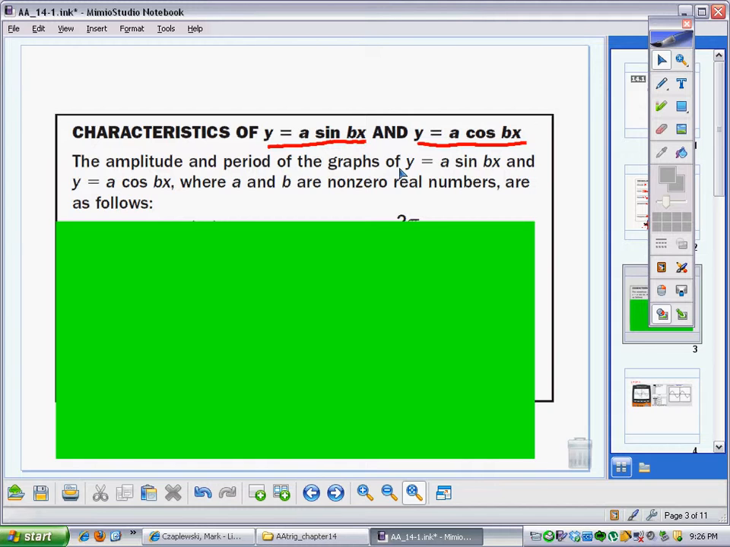And if you want to take any notes on it, you may. The amplitude and period graphs of y equals a sine bx and y equals a cosine bx. A and b are numbers, okay? Non-zero, can't be zero or else sine would be wiped out. And real numbers, okay? No imaginaries here.